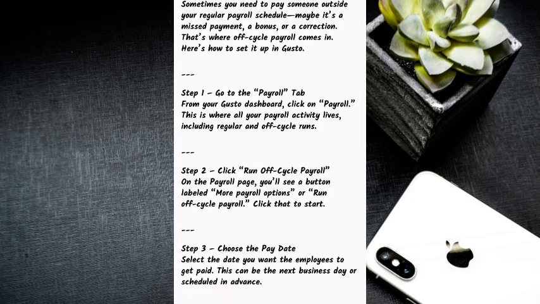Step 2, click Run Off-Cycle Payroll. Now on the Payroll page, you'll see a button labeled as More Payroll Options or Run Off-Cycle Payroll. So just click that to start.